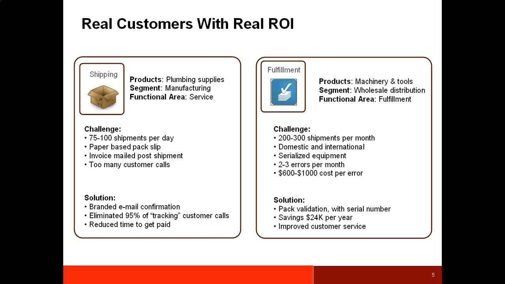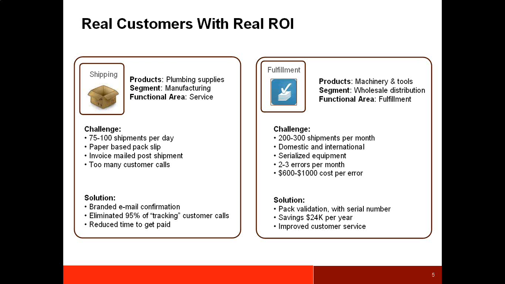If they ended up sending the wrong piece of equipment out to a customer, having to get that piece of equipment back, risking it being damaged, and then sending out the correct piece of equipment was very, very expensive. They shipped both domestically and internationally, and they had serialized equipment that they wanted to make sure that they could track from an ongoing warranty and customer service perspective.